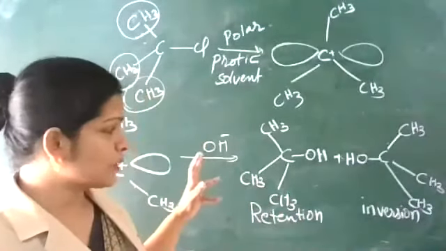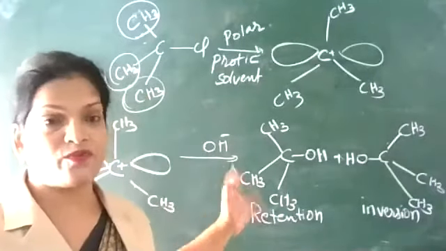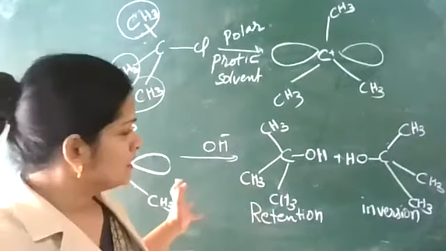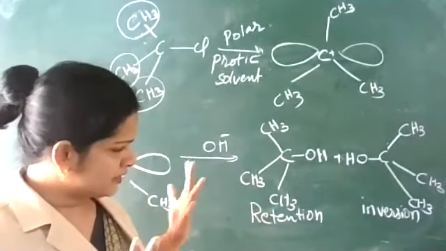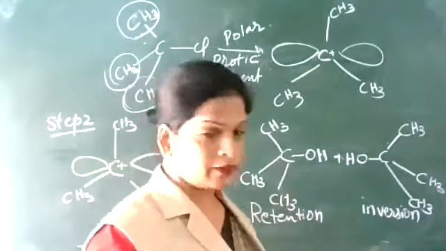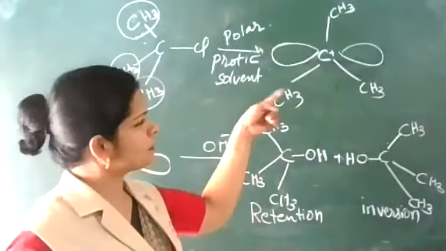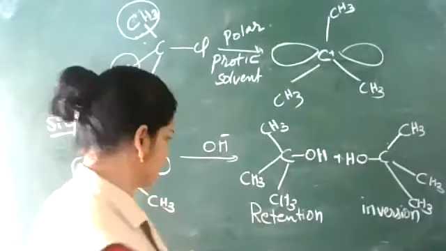What is the stereochemistry based on this SN2 and SN1 reaction? Stereochemistry means whether it is in the retention position or in the inversion position. Before that, let's go through the different types of carbocation.